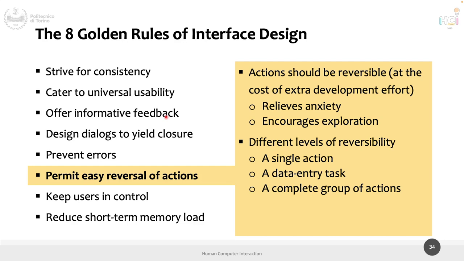But that's a level of action to be reversible. I did an action, I want to revert that action, so I can delete it and rewrite, I can click undo, I can navigate to the history. And it also helps with: okay, I did it wrong, or I can edit it, etc. There are clearly different levels of reversibility: a single action, like the undo, a data entry task, where I inserted something and want to go back to the previous version, and also a complete group of actions. But always actions should be reversible, to go back, so as not to be worried of making things permanently wrong.